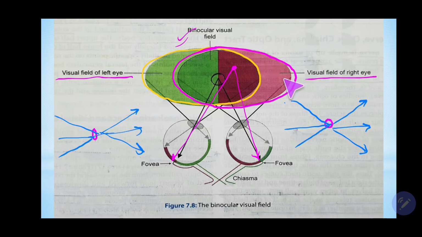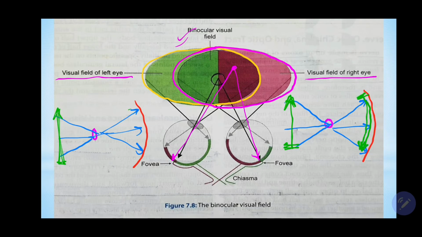So the image, this is the retina, this is the retina, and this is the object. So what I am saying is that the image on the retina will be inverted. Actually, my purpose of drawing the other diagram was different anyway. So you've seen that the image formed is inverted on the retina.